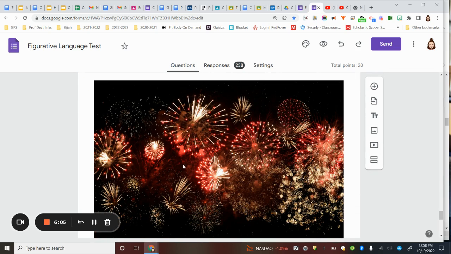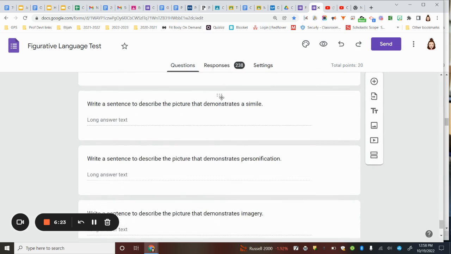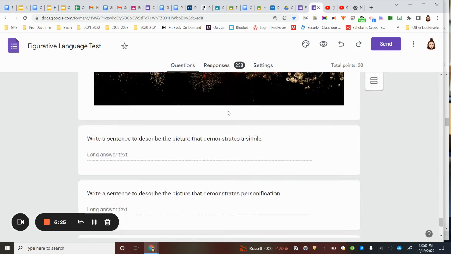You're going to be looking at a picture. It may or may not be this specific picture. Mrs. Galbuda feels that she wants to change it every hour. So you might be looking at these beautiful fireworks, or you may not. Either way, you are still going to be answering the following questions per the picture that you have here.